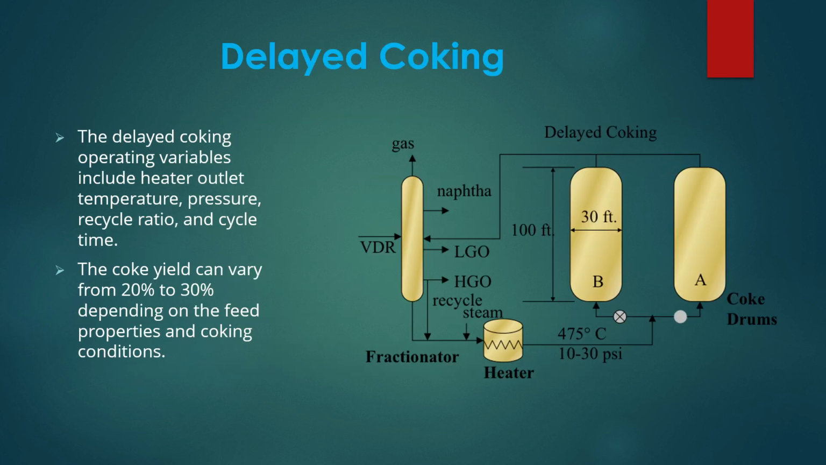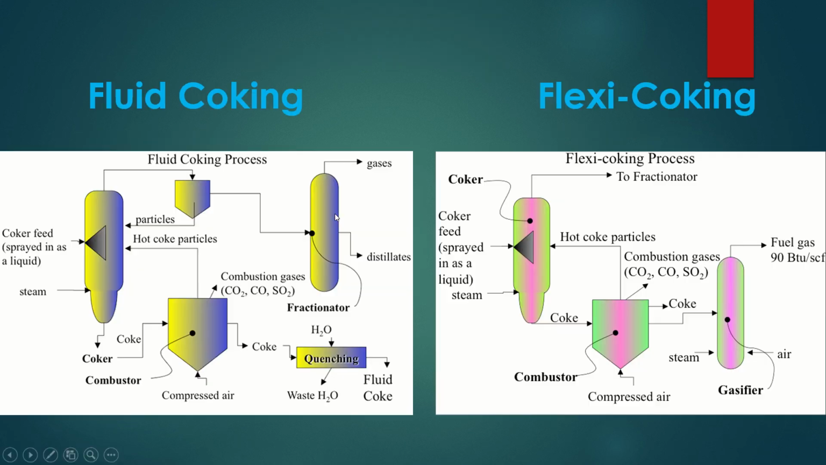So quickly moving on to delayed coking, this is the flow sheet of delayed coking, where it occurs at 475 degrees Celsius, 10 to 30 psi pressure. And this is a coking drum, and it includes heating outlet temperature, pressure, recycle ratio, and coke. It generates a large amount of coke, about 20 to 30%.